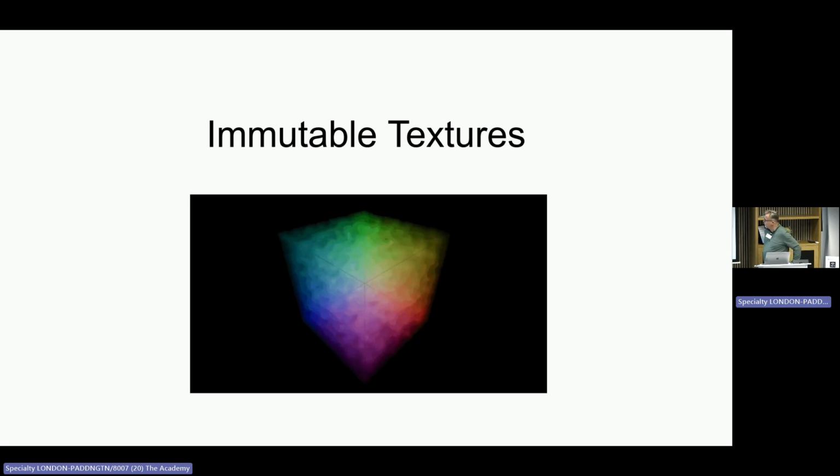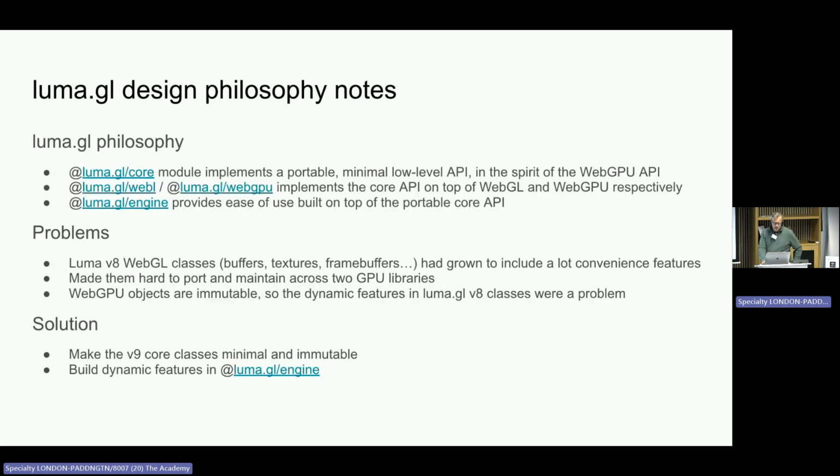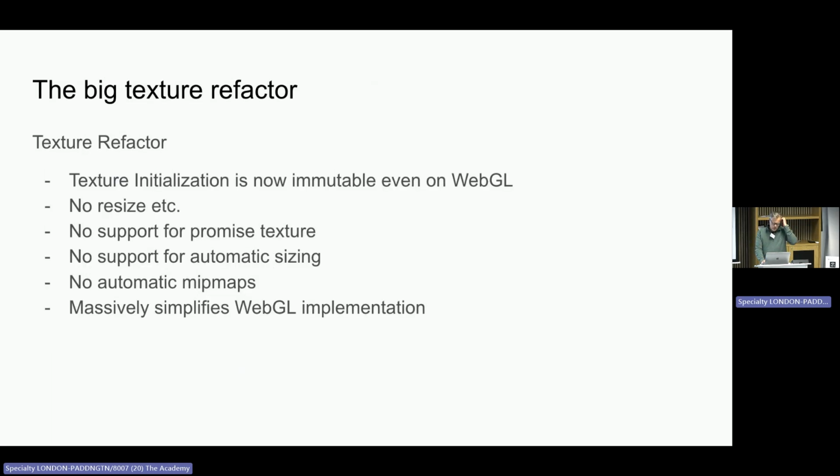Another random topic: immutability. In WebGPU, things are immutable. In Luma V8, we had created a lot of convenience features in the classes. Buffers, textures, and framebuffers had a lot of features: you could resize them, you could do asynchronous things with them, and so on. This made the code base really complicated and hard to maintain. So what we're doing in the V9 series is making these core concepts really simple.